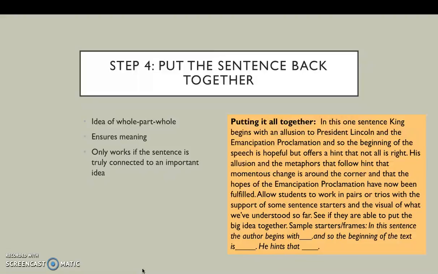The teacher says to put it all back together, she would allow students to work in pairs or trios with some other supports like sentence starters and the visuals that they've used to understand the sentence so far. Here, he or she writes out some possible starters or frames that the students might use to be successful.